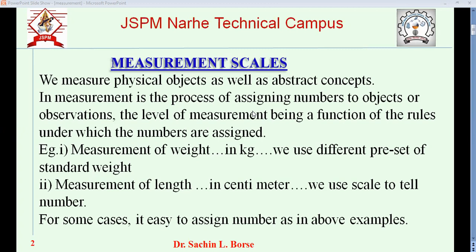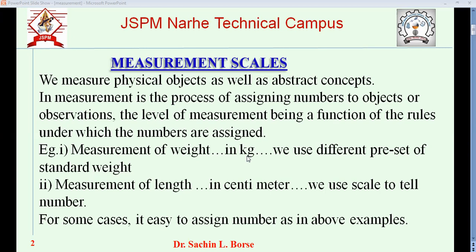Then comes the measurement of length, or we can say measurement of height. We can measure with the help of a scale. We can use our scale or measuring tape, and then we can measure the height in centimeters. So that is a type of scale. It is a pre-decided scale. The centimeter scale or measuring tape is pre-decided. It will not change.